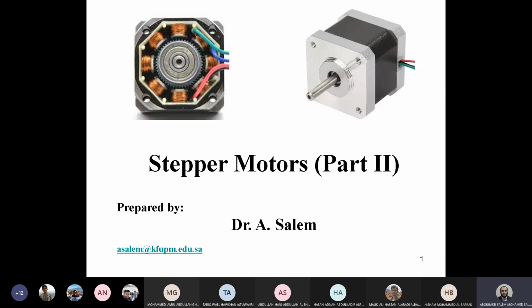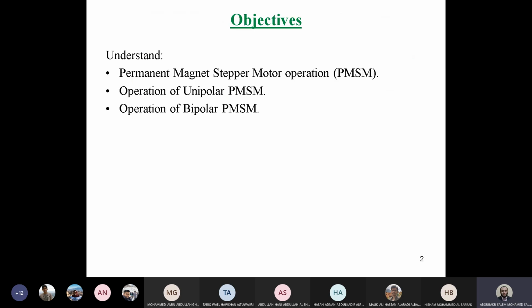Today, inshallah, we will discuss similar things but for a permanent magnet stepper motor. The objectives of today's class are to understand the permanent magnet stepper motor operation for unipolar and bipolar, to understand the operation and construction of the unipolar stepper motor and bipolar stepper motor, and what is the meaning of unipolar and bipolar motors.